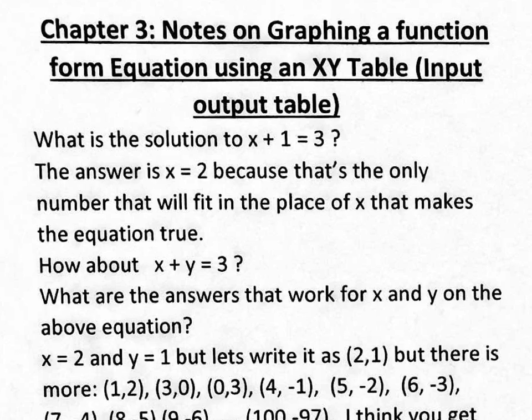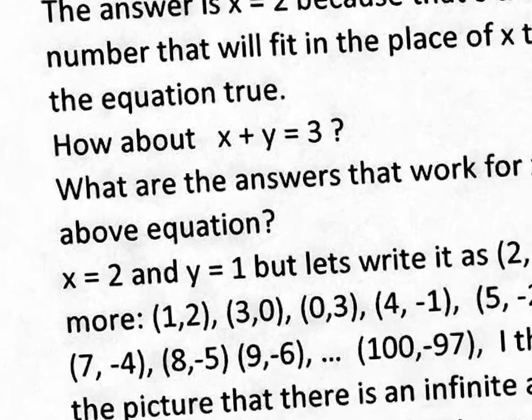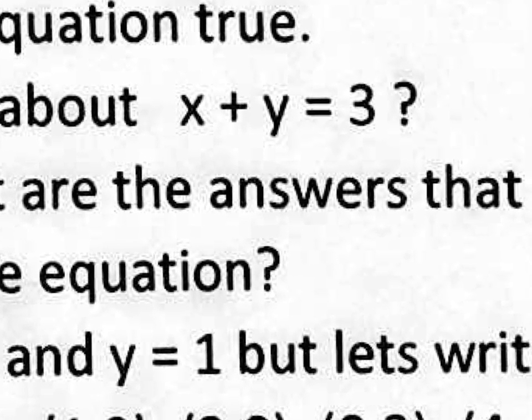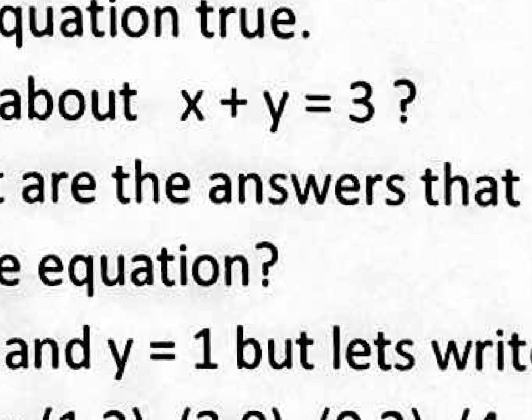If we look at this first part, which I don't want you to copy down, just read along with me here. It says, what is the solution to x plus 1 equals 3? So what's the answer? 2. Now, why is the answer 2? Because 2 plus 1 equals 3. It's the only number that'll fit right here that'll make it a true statement. All right? So if I take a look at the equation x plus y equals 3, then this one could be 2 and this one could be 1. Does that make sense? Yeah.